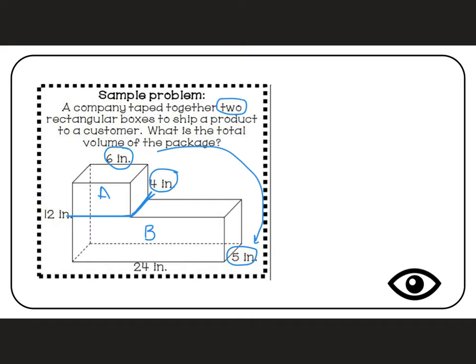So I have 6 times 4 times 5. Well, let's do it the other way around, actually. 4 times 5, that'll be easy. 4 times 5 is 20, times 6 will give us 180. Now let's see if we can figure out the measurements for box B. The length is 24. The width is 5, so I know I'm going to have a 24, and I know I'm going to have a 5. The piece that I'm missing is my height.